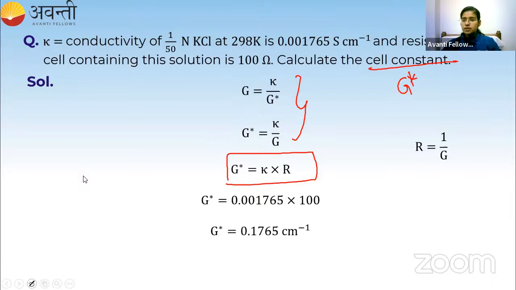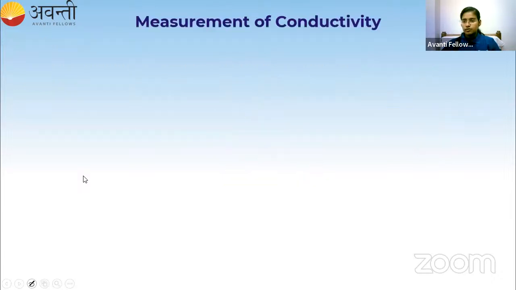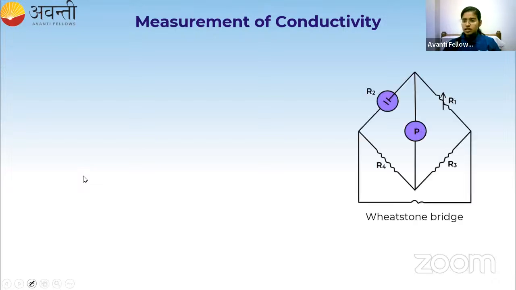Students, shall we go for the next topic? Let's do the measurement of conductivity now. How to measure the conductivity? The instrument we use is a Wheatstone bridge. I have resistances R1, R2, R3, R4, where R2 is the conductivity cell and R1 is the variable resistance, which keeps on varying. The center, marked with the letter P, is called the detector.